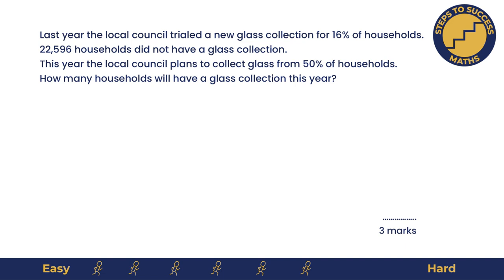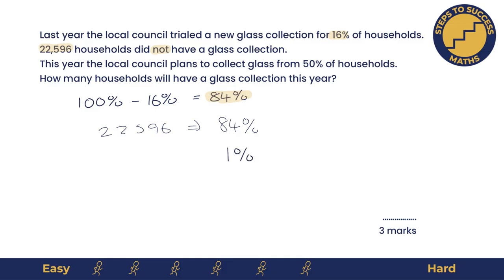Okay, so we know that 22,596 did not have a glass collection. And we know 16% did. So 100% is all the households. Take off 16%, that leaves us with 84%. So this 22,596 must be 84%. And we eventually want to know 50%. So if we start off by finding 1%, we know we need to divide by 84.